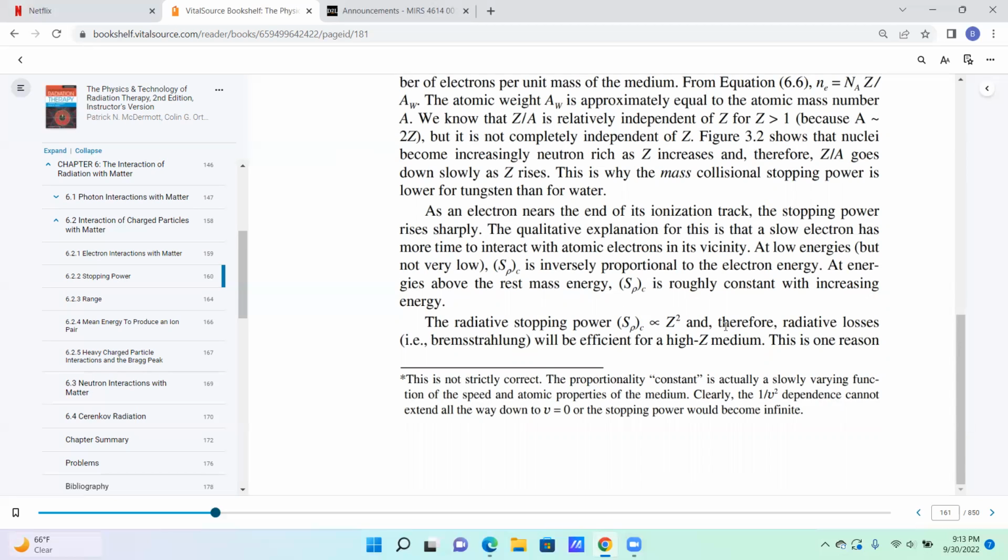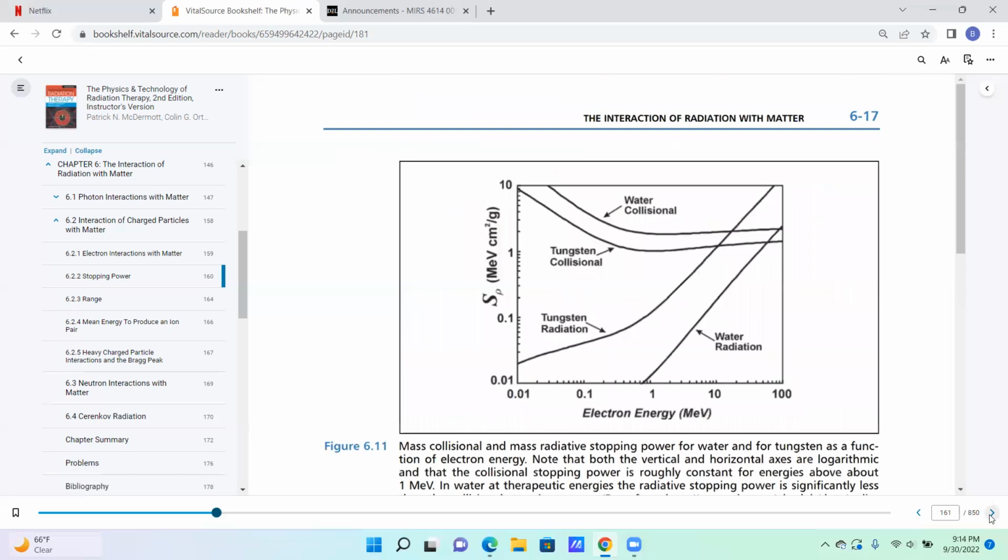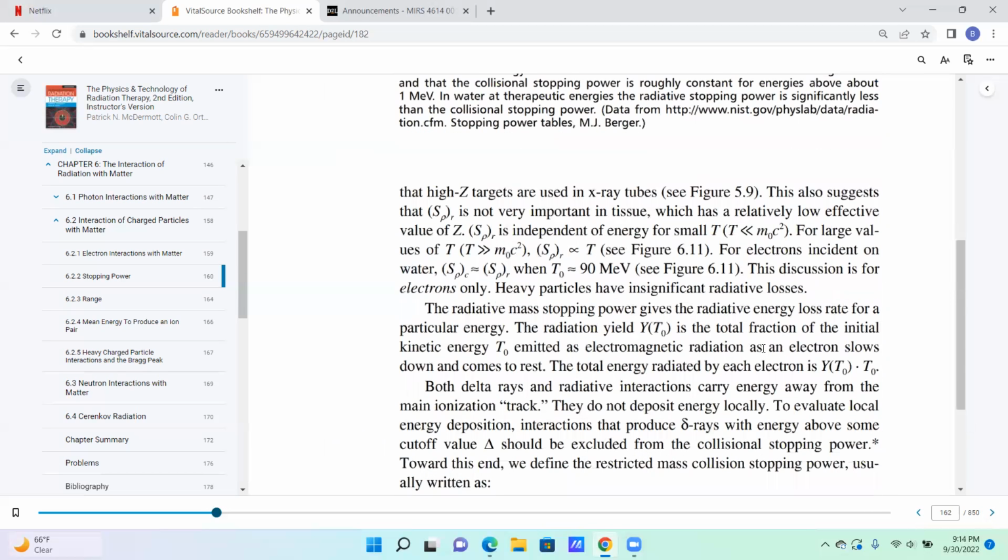For radiative stopping power, you're looking at that being proportional to Z squared, and therefore radiative losses will be efficient for a high Z medium. High Z targets, of course, you find in X-ray tubes. It also suggests that the radiative mass stopping power is not very important in tissue, which has a relatively low value of Z. It's actually independent of energy for small kinetic energy. For large values of the kinetic energy, then it's proportional.